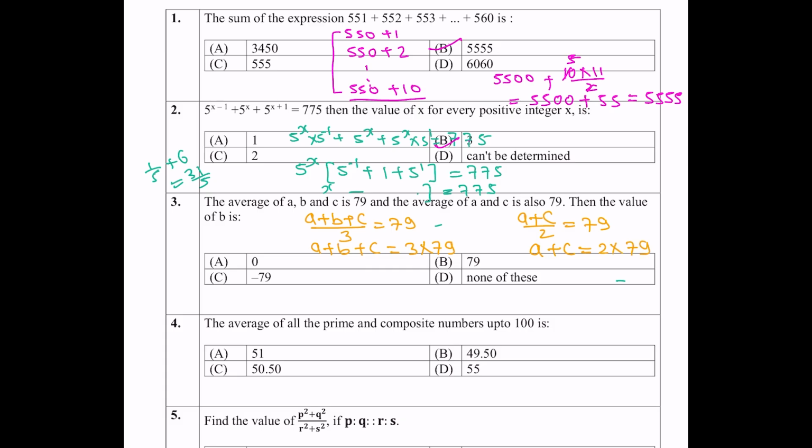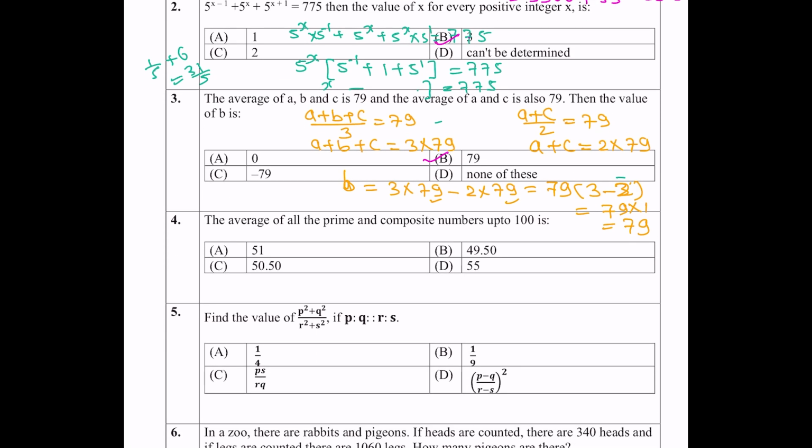Now in this question we have to find the value of B. So for B, can I subtract A plus B plus C minus A plus C? Here we can write B is equal to 3 into 79 minus 2 into 79. We can take 79 as common because it is present in both expressions. So we are getting 79 into 3 minus 2. 3 minus 2 is 1, so 79 into 1 is 79. So option B is the correct one.